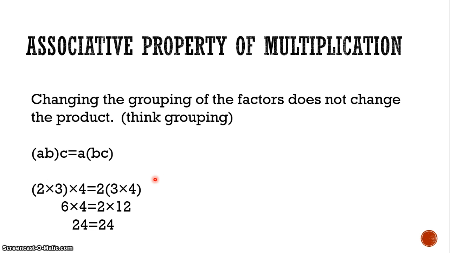It works the same way with the associative property of multiplication. So again, changing the grouping of the factors does not change the product. Again, think if you associate with somebody, you're in the group with them.